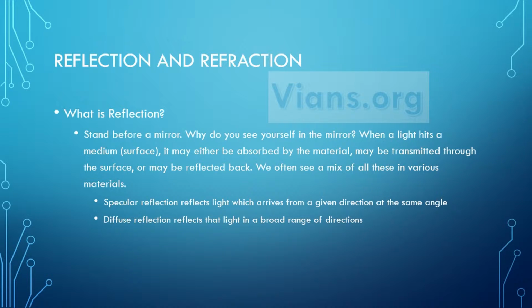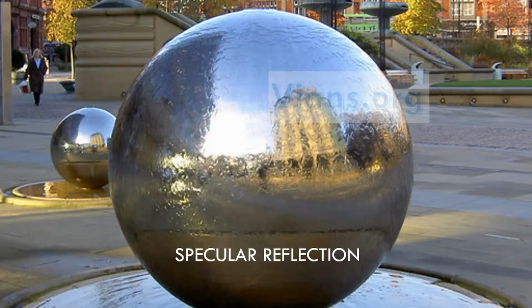So now we are interested in the reflection part of this possibility, and that reflection could be of two types: specular reflection and diffuse reflection. It's going to be easy to understand these two types when we look at an example. So this is an example of specular reflection. It reflects light which arrives at a certain angle, and we see the reflection happening at the same angle.